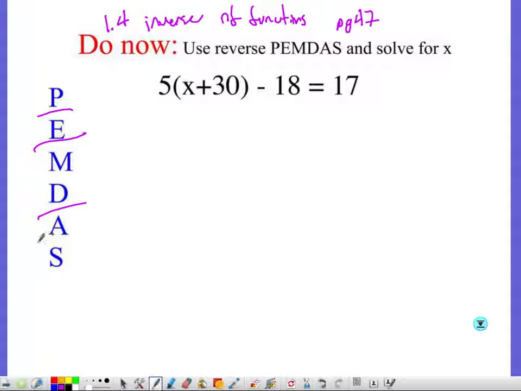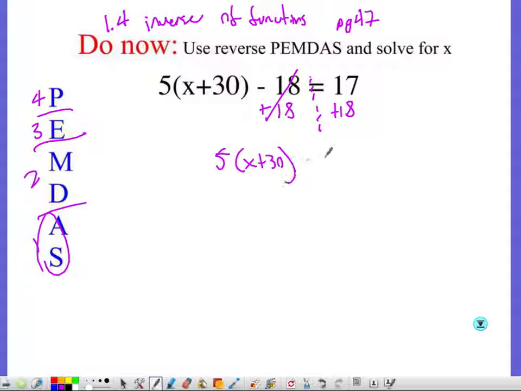Remember reverse PEMDAS, you start with addition, subtraction, multiplication, division, exponents, and then finally parentheses. So if we want to go ahead and solve this, you basically look for addition or subtraction. You don't look at plus 30 because that's inside the parentheses. So if we have subtraction minus 18, we're going to do the inverse or the opposite, which is to add 18. And whatever we do to one side, we must do to the other. So here, minus 18 plus 18, that becomes 0. So what we have is 5x plus 30 is equal to 17 plus 18, which is 35.